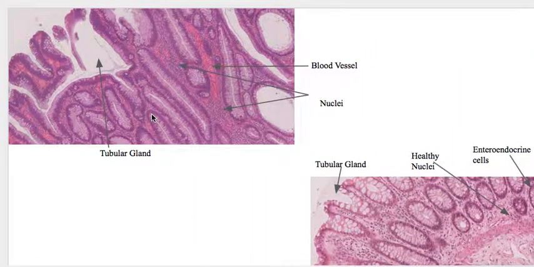When looking at an adenoma, you can see that blood vessels are within the mucosa from angiogenesis, and that the tubular glands are no longer small dips but rather large blank areas. You can also make out that there are significantly more nuclei than in a healthy colon.